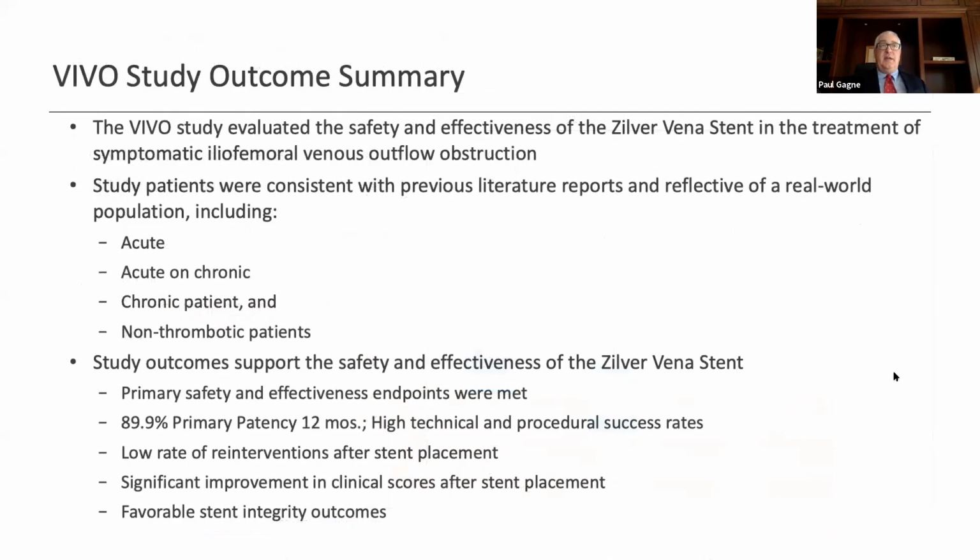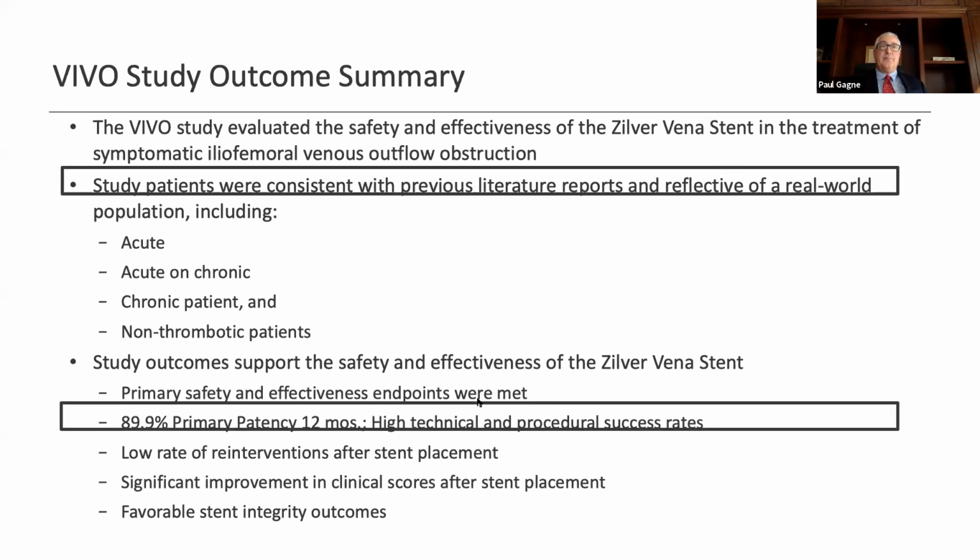So the VIVO study had a complex group of patients, as did some of the other stent trials, with acute on chronic and chronic non-thrombotic patients. They had just under 90% primary patency at 12 months without stent fracture and with low reintervention rates.